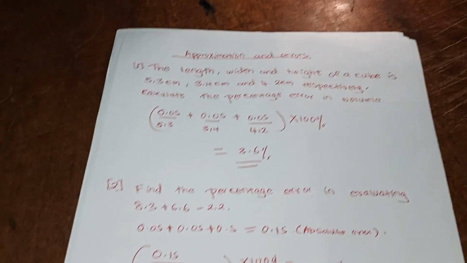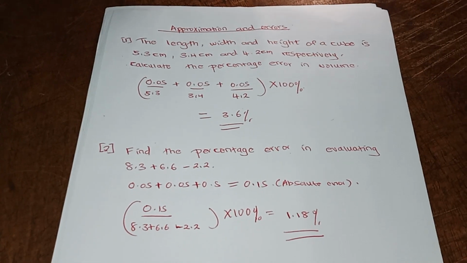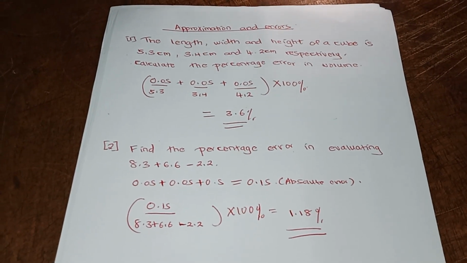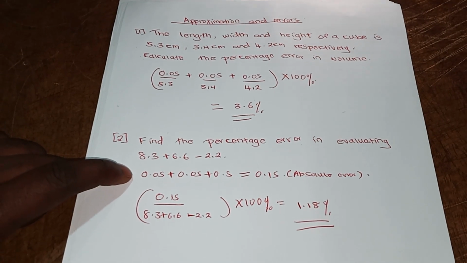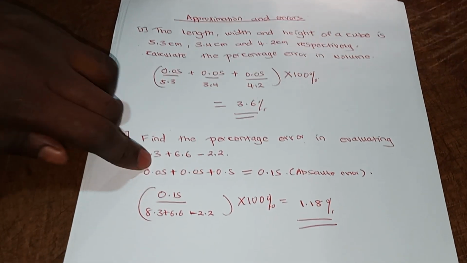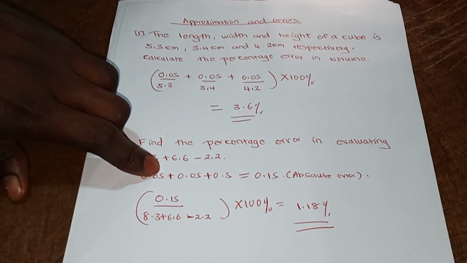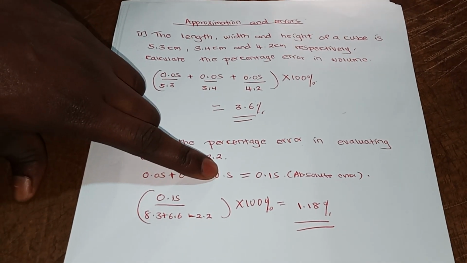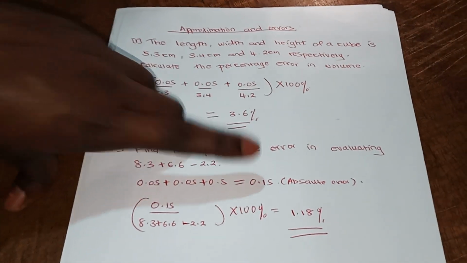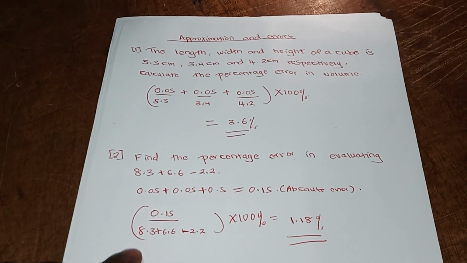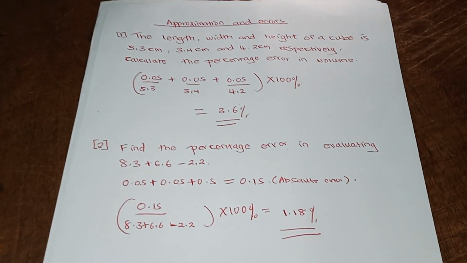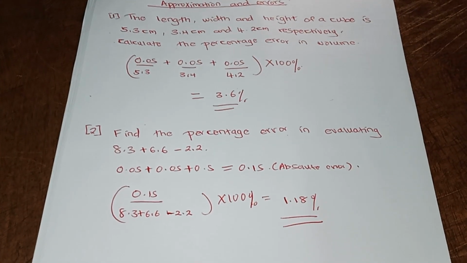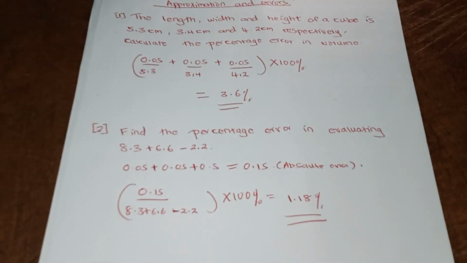And if the question is talking about addition, subtraction, or perimeter, anything to do with addition, you just first of all get the absolute error, where you take the decimals first, which are the absolute error. You add them together, and whatever you are adding, you write as the numerator, and then the denominator becomes the question itself, times 100% gives you 1.18%, for example, as we consider this one.